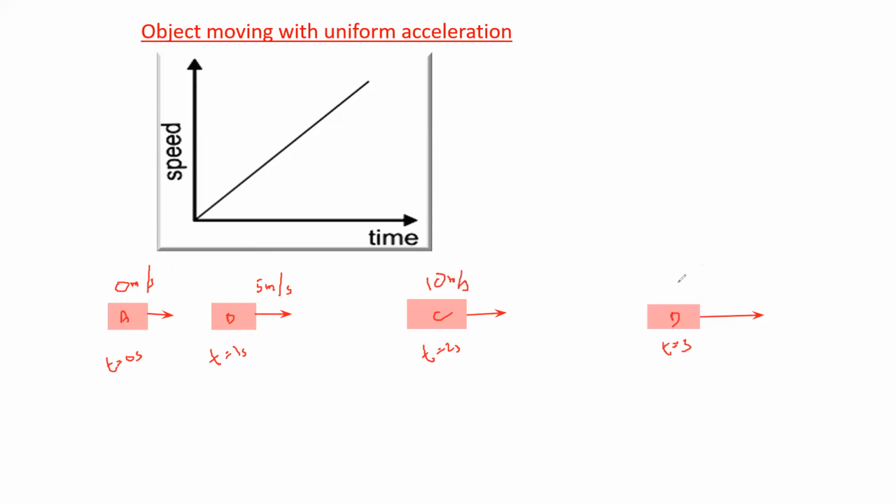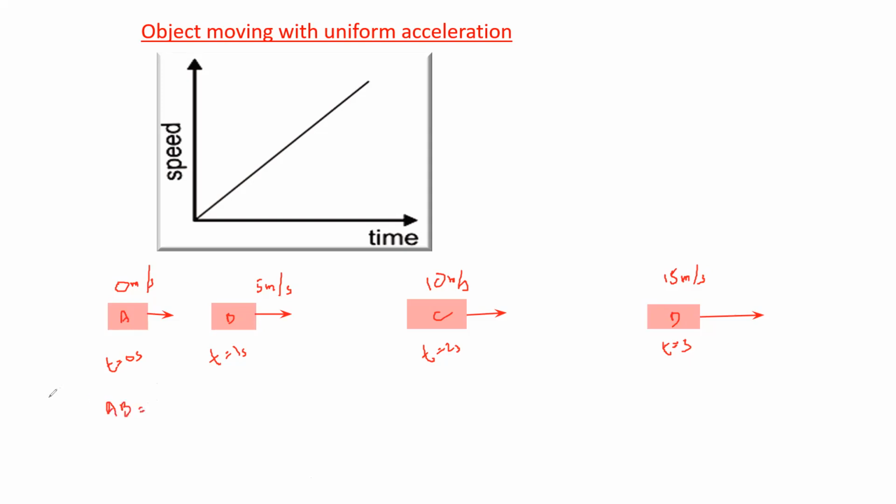And after 3 seconds, its speed is 15 meters per second. So this object is having a constant acceleration. How can we work out the acceleration? Acceleration refers to change in velocity, so the rate of change in velocity.